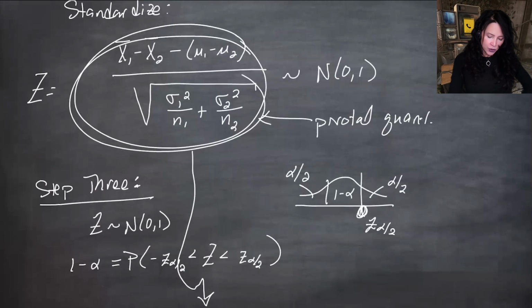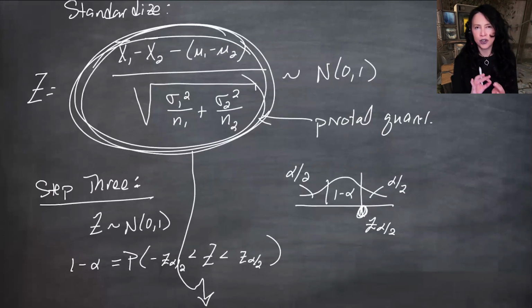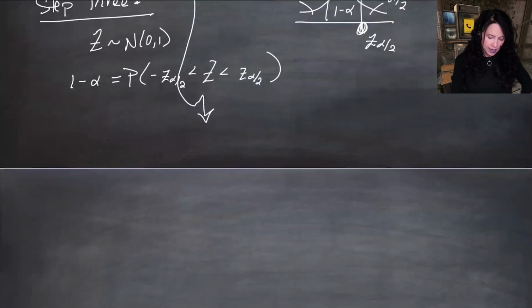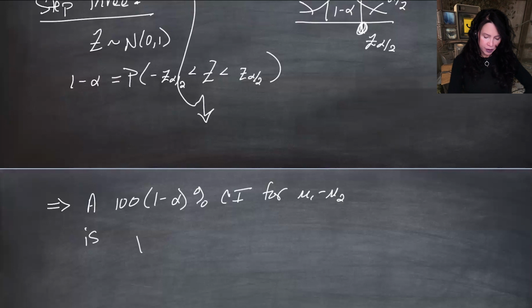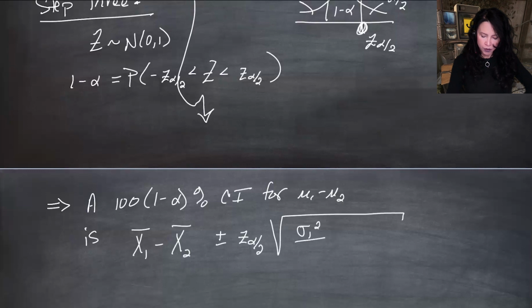And then so you have this between two critical values and try to solve for this mu1 minus mu2 in the middle. This is going to give you a 100 times 1 minus alpha % confidence interval for mu1 minus mu2 for the normal distributions and the independent samples, given by x1 bar minus x2 bar plus or minus z sub alpha over 2 times the square root of sigma 1 squared over n1 plus sigma 2 squared over n2.